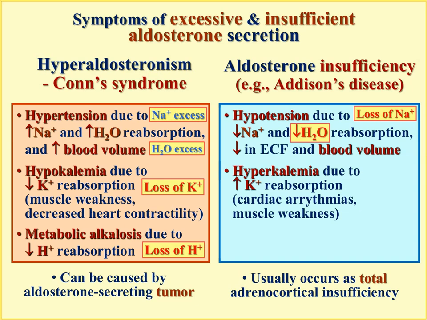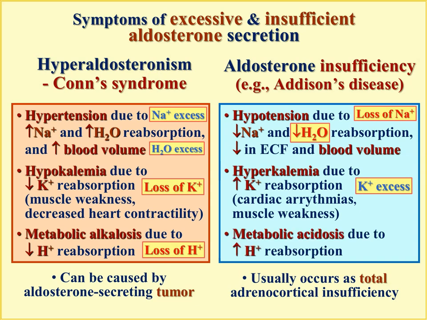And finally, for influence on hydrogen. Potassium excess and hydrogen excess is achieved because of less secretion of hydrogen into lumens of tubules. So metabolic acidosis develops, an excess of hydrogen. So everything is simply opposite.